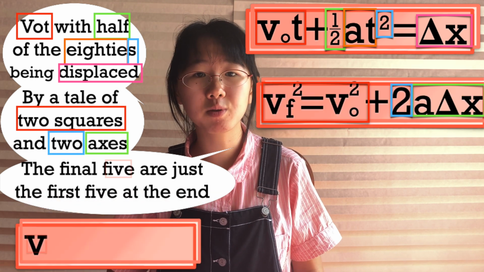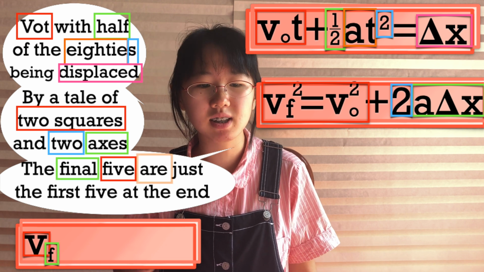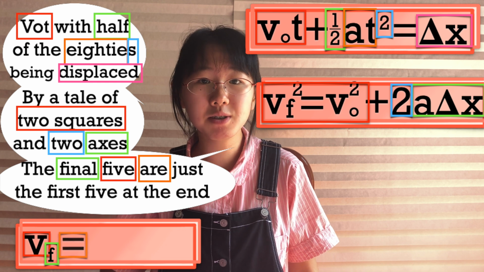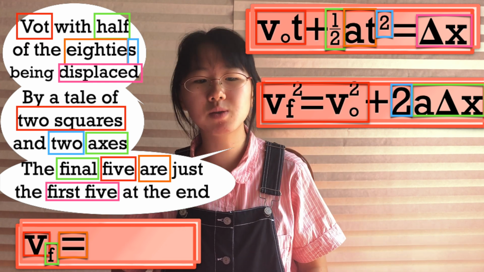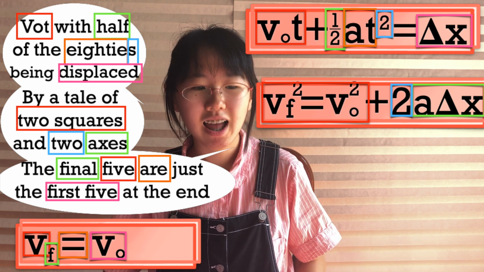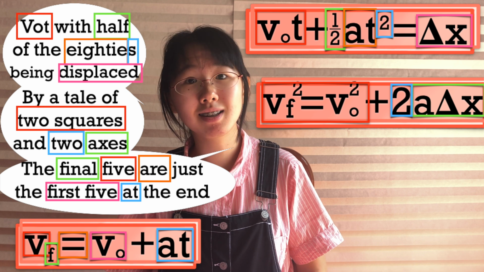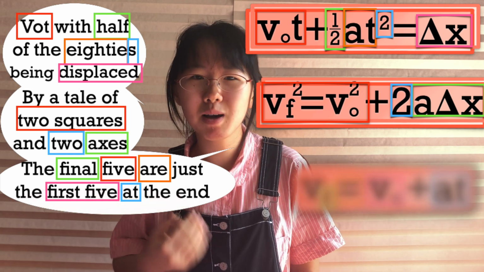V is a Roman numeral for 5, and so the final 5 refers to V sub f, which is final velocity, and R means equals, so that's our equal sign. The first 5 once again works with the Roman numeral V, and first means that it's our initial velocity. At is acceleration times time, or AT, and the end tells us that the equation is now over. That's just my personal trick though.